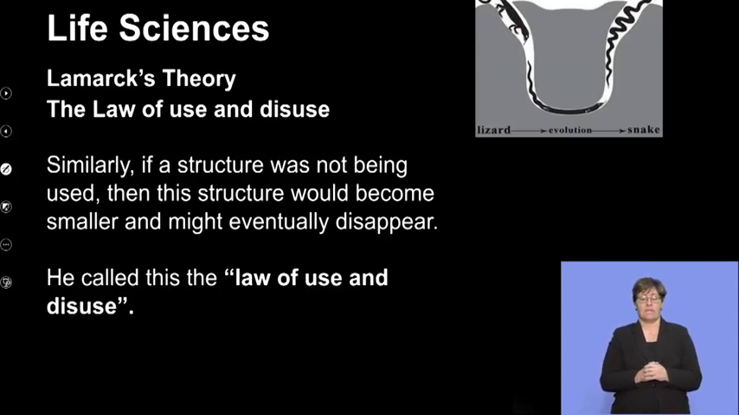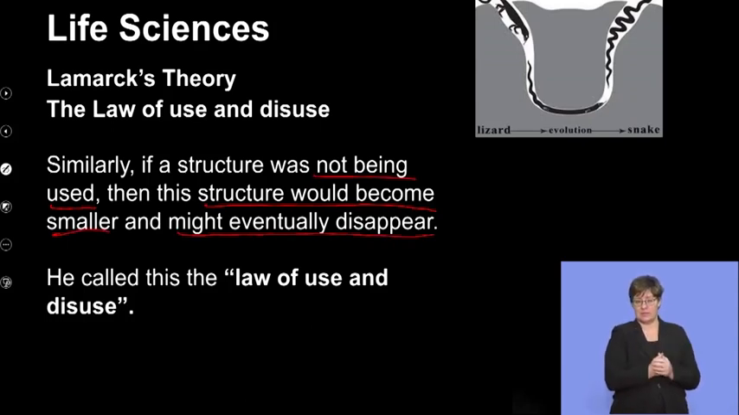Okay, similarly, he said that if a structure was not being used, then this structure would become smaller and might even disappear. And we can have a look and see here in this diagram again. So what he believed is that snakes were lizard-like, so they looked a lot like a lizard with 4 limbs, 2 forelimbs and 2 hind limbs.